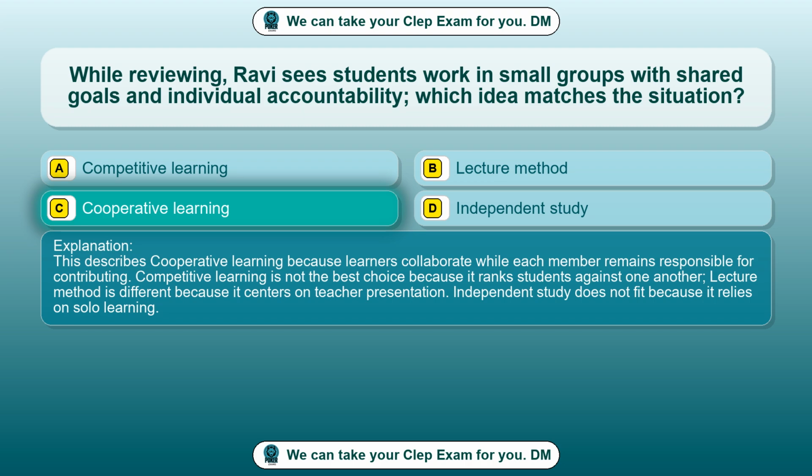Competitive learning is not the best choice because it ranks students against one another. Lecture method is different because it centers on teacher presentation. Independent study does not fit because it relies on solo learning.